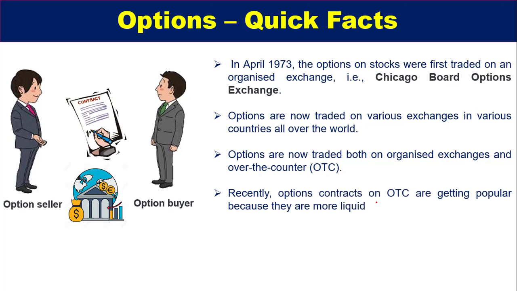Recently, option contracts on OTC are getting popular because they are more liquid. If you have seen my previous lecture, I told you forward is OTC, and OTC derivatives are more liquid because they are customized and they are cash settled. So these are more liquid in comparison to futures, which happen in the presence of exchanges.